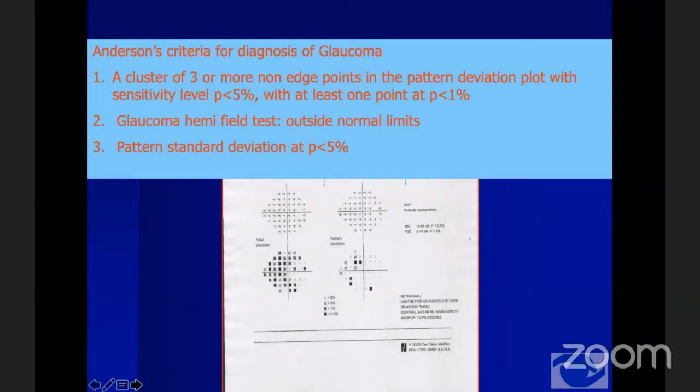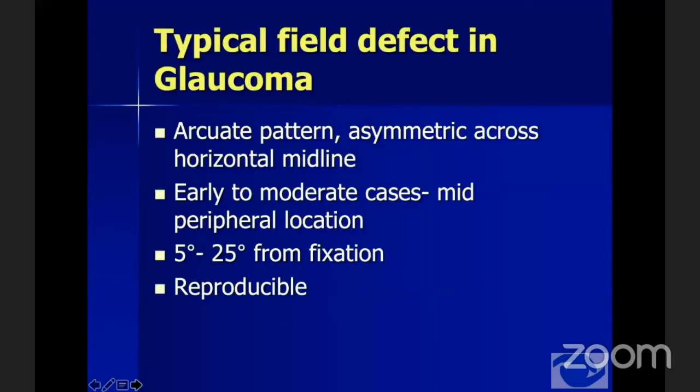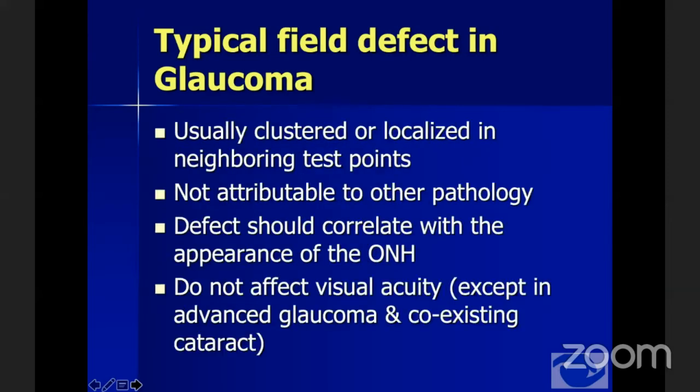the pattern standard deviation. We also know that in a typical field defect in glaucoma, we would have it as in an arcuate pattern, asymmetric across horizontal midline. And in early cases, you would be having it around 5 to 25 degrees from fixation. Importantly, it would be a reproducible defect. It should not be attributable to any other pathology. That means the defect should correlate with the structural changes that you are seeing on the optic nerve head.